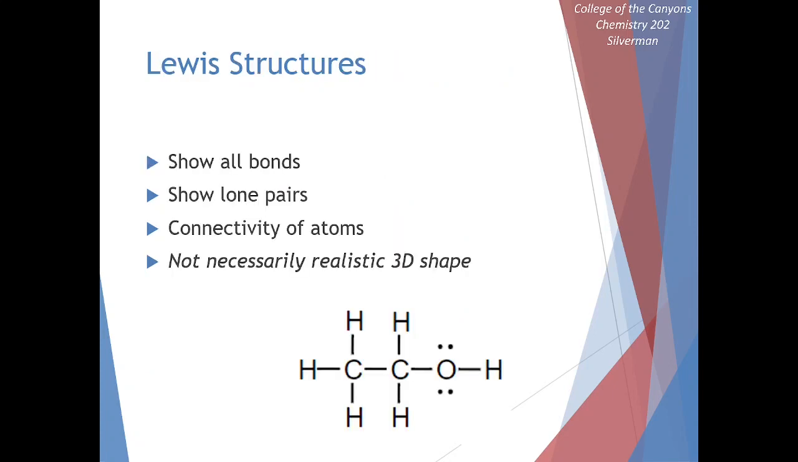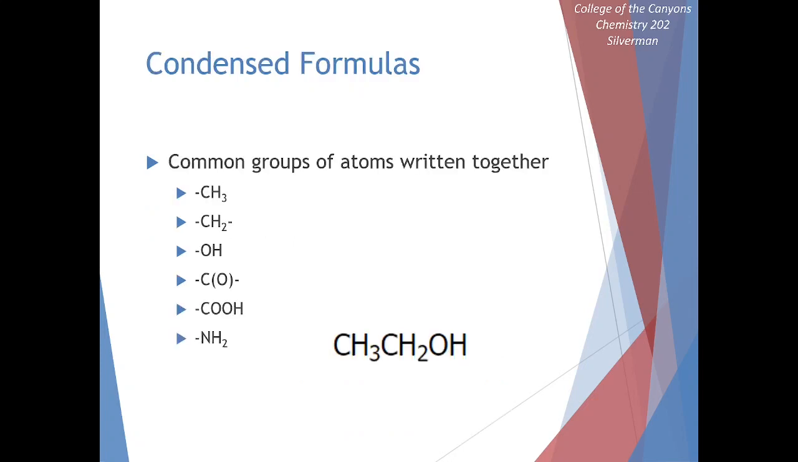So just a quick review here, Lewis structures. We love our Lewis structures from General Chemistry 1. Here we're showing all the bonds and all the lone pairs. The connectivity of our atoms looks great. For our condensed formulas, well, we're being more efficient. Some of these patterns show up all the time, so we can start to just abbreviate those patterns. And we'll get some practice here on learning what these different groups mean and seeing them all. Like I said, look forward to that in our next video.